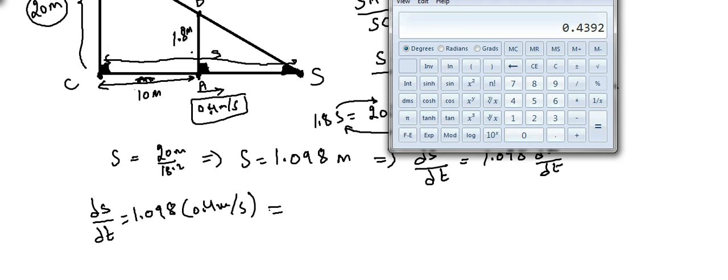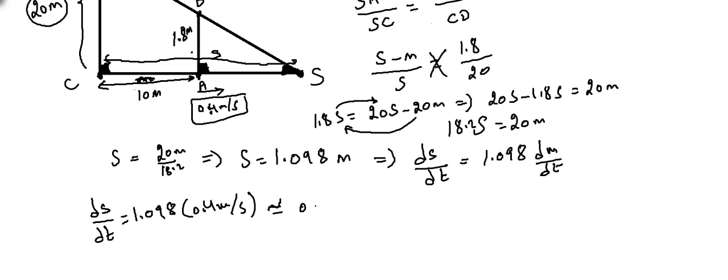0.439. So approximately 0.44 meters per second. That's it. We have the value dm to dt, just need the value ds to dt. And that's all about this exercise.